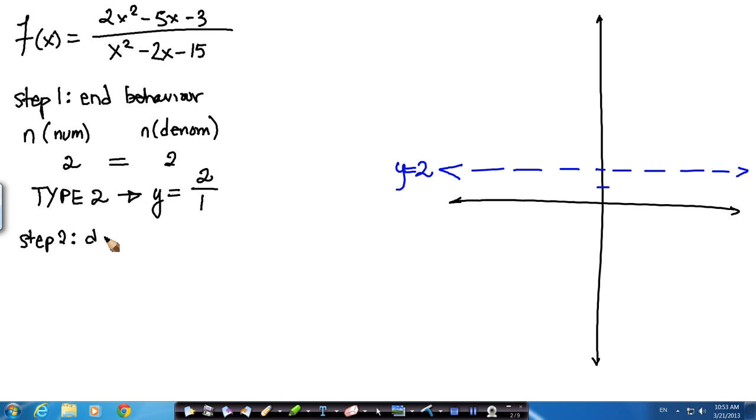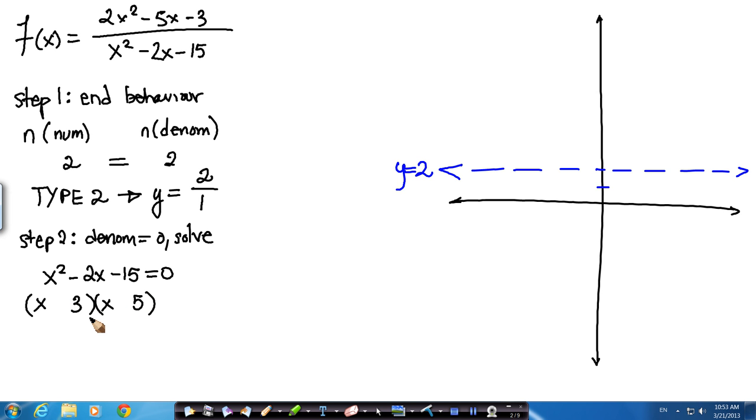So step 2, set the denominator equal to 0, solve. So x squared minus 2x minus 15 equals 0. Well, what multiplies to get 15, and difference is 2? 5 and 3, right? And we need a negative, so we've got to go to the negative with the big number. So that means we have vertical asymptotes at x equals -3 and x equals 5.